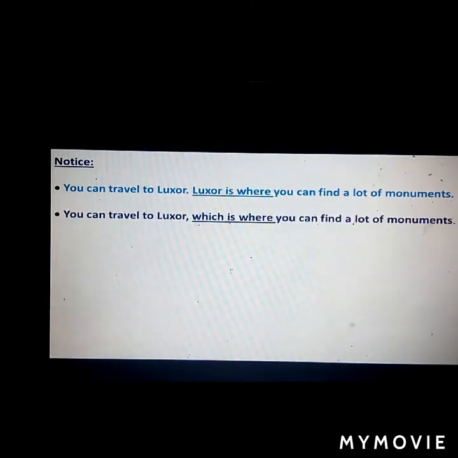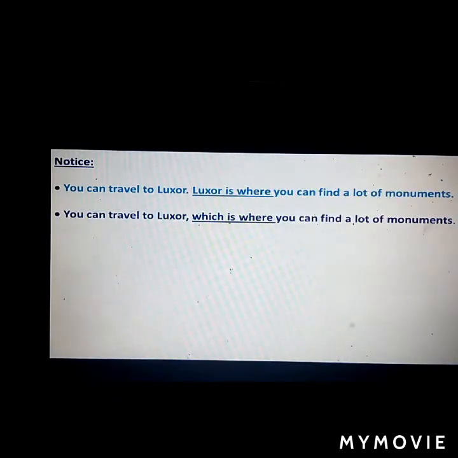Notes. You can travel to Luxor. Luxor is where you can find a lot of monuments. الأقصر ديت المكان اللي فيه كثير من الآثار. ممكن نقول هنا you can travel to Luxor which is where you can find a lot of monuments. دي فيها تركة شوية كده which is where you can find a lot of monuments.